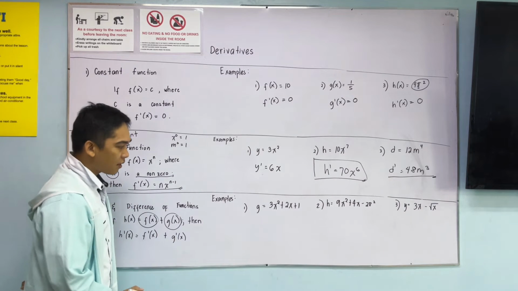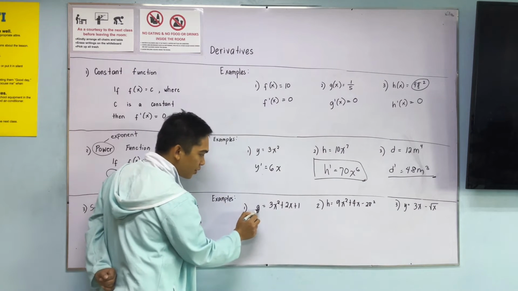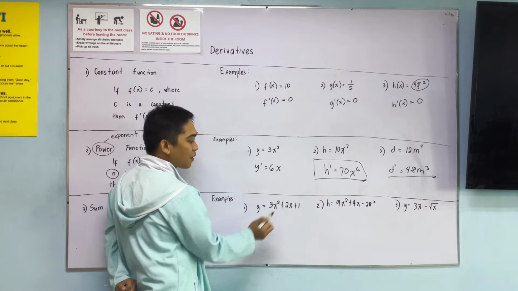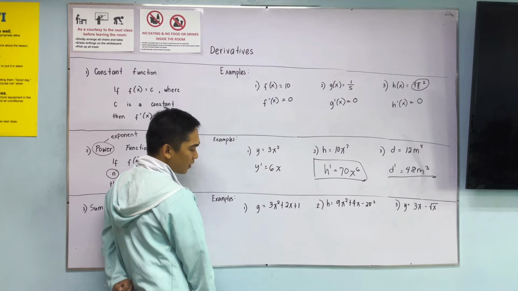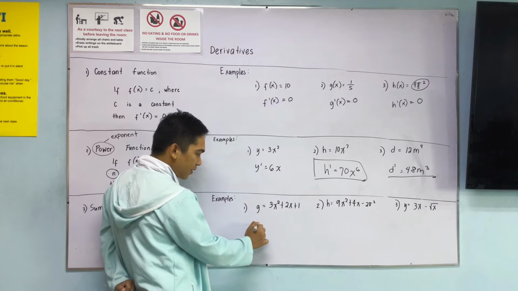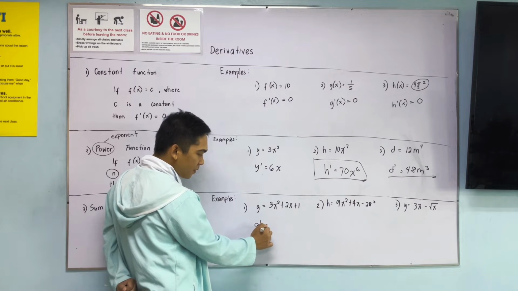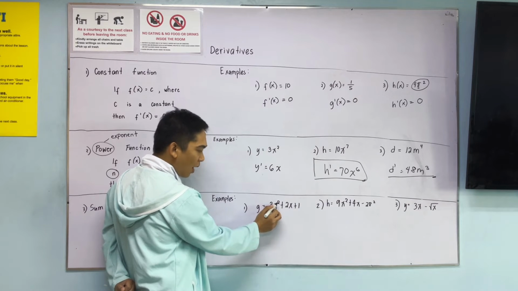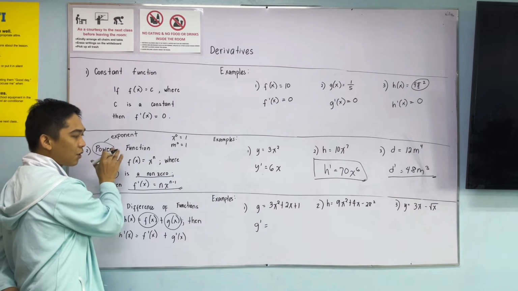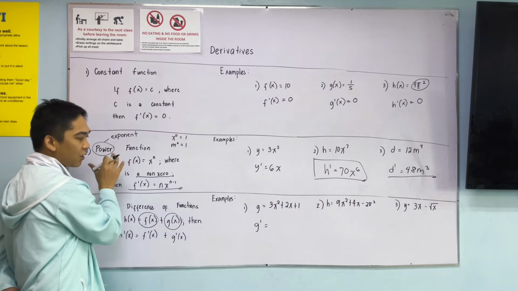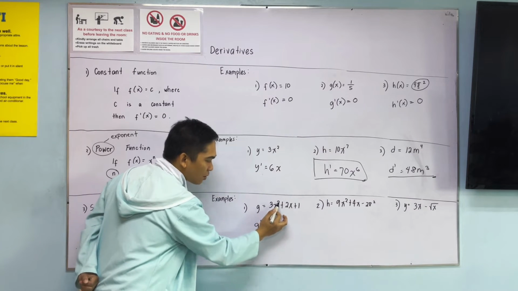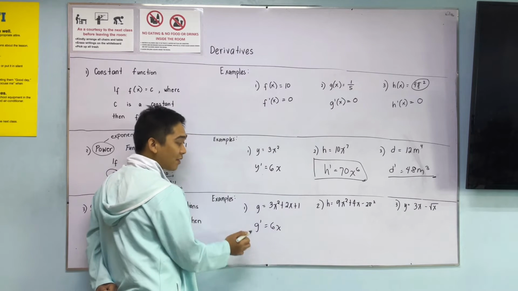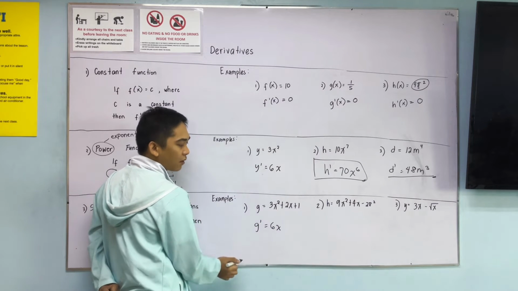To understand, let's have g is equal to 3x squared plus 2x plus 1. g prime. Now, let's multiply. 3 times 2. Apply muna natin itong power or derivative of a power function. 3 times 2, that is 6. Now we have x. x na lang kasi 2 minus 1, x.